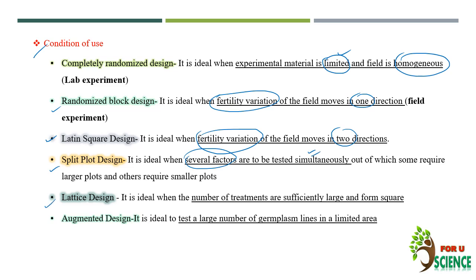For lattice design, we use it when the number of treatments is large and forms a square, and the area is also huge. In the case of augmented design, there is a large number of germplasm, but a limited area, limited space.